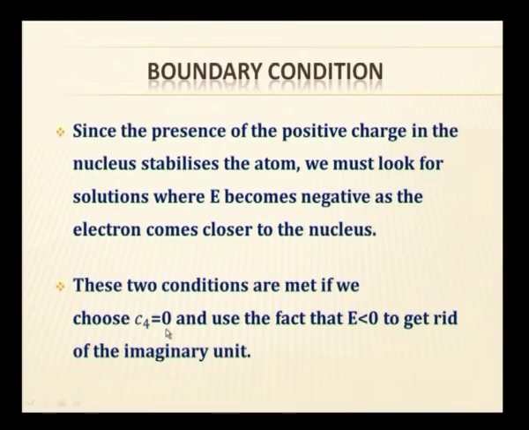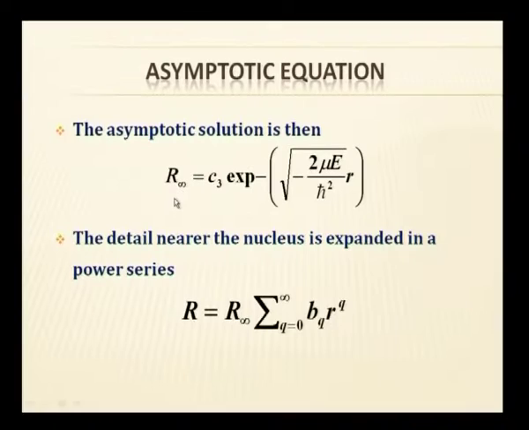These two conditions are met if we choose C4 equal to 0 and we use the fact that E is less than 0, it should be negative, to get rid of the imaginary unit. So, E should be negative. E negative means you are talking about a bound state problem. The electron is bound to the proton. So, the asymptotic solution is then R infinity equal to C3 multiplied by a factor of this kind. The detail near the nucleus is expanded in a power series of this kind.